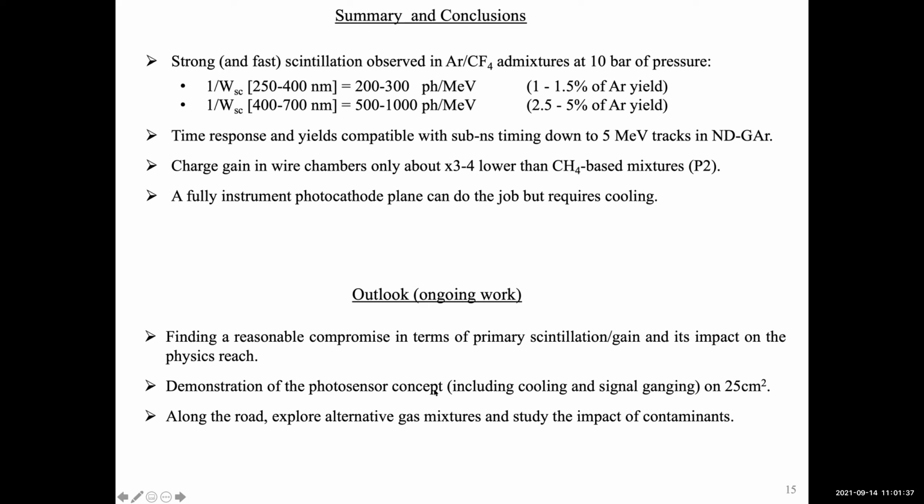Demonstration of the photosensor concept in our optical TPC here in Santiago at the scale of 25 square centimeters. And along the road, of course, explore alternative gas mixtures and study the impact of contaminants. And thank you very much.